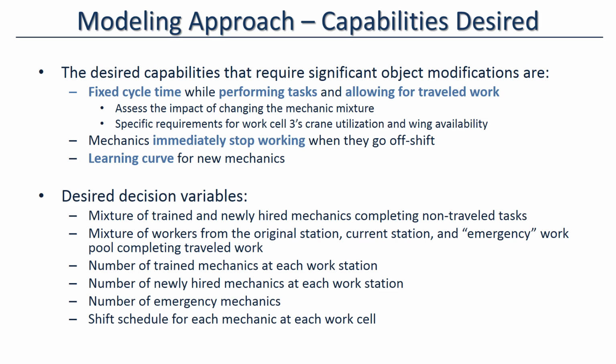We want our mechanics to immediately stop working when they go off shift, as well as implement a learning curve for new mechanics. We also need some decision variables to model, so we want the mixture of trained and new mechanics for non-traveled work, the mixture of original, current, and emergency work personnel for traveled work, as well as the number and shifts for each of these types of mechanics at each work cell.